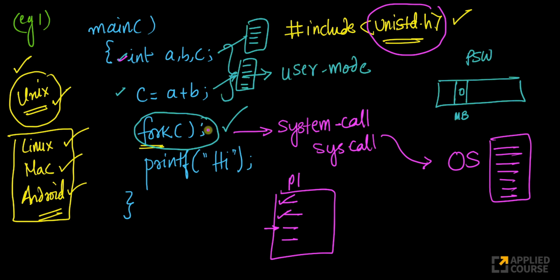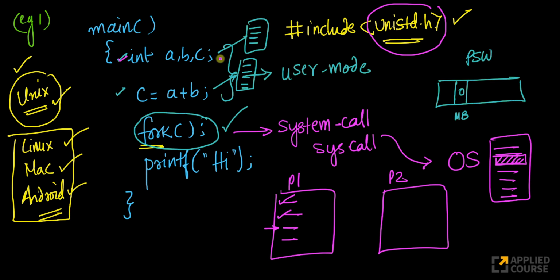This fork is a system call. It's an operating system call, literally. So what it does is give the control to the operating system. Within the operating system, there is functionality which tells what to do when fork is called. What fork does is create a new process. Look at this, very interestingly. Fork creates a new process.